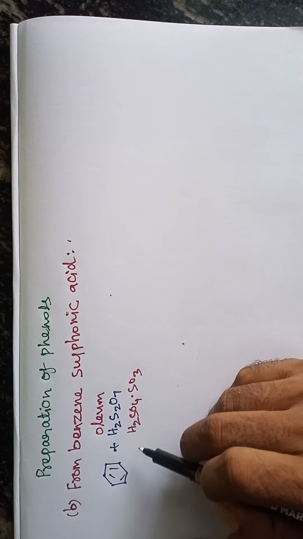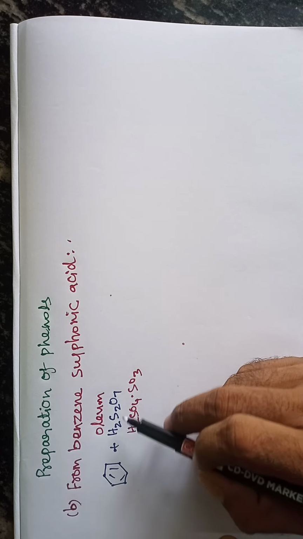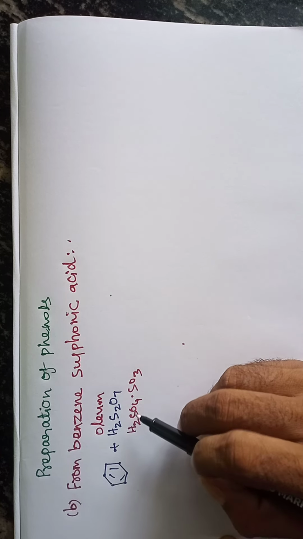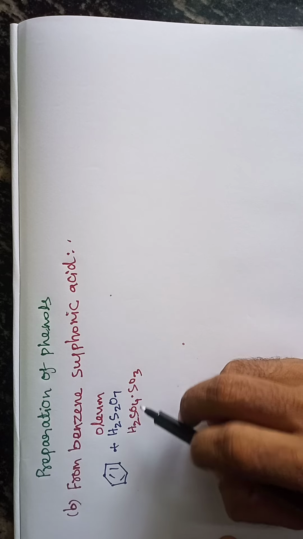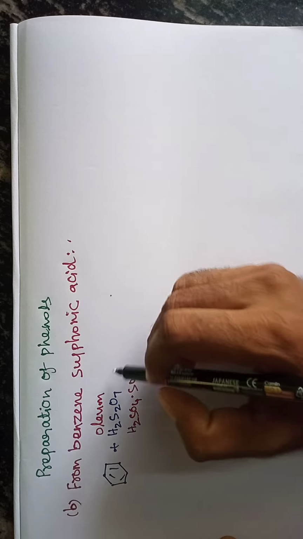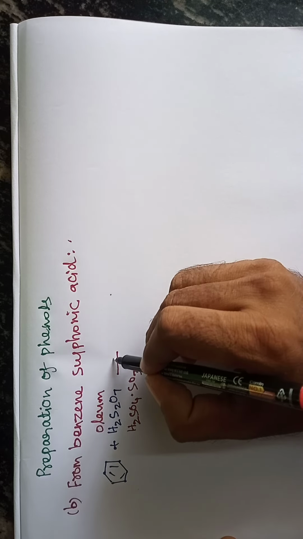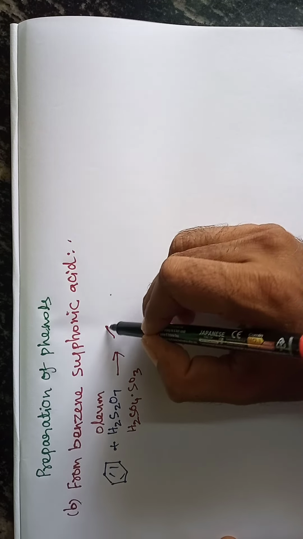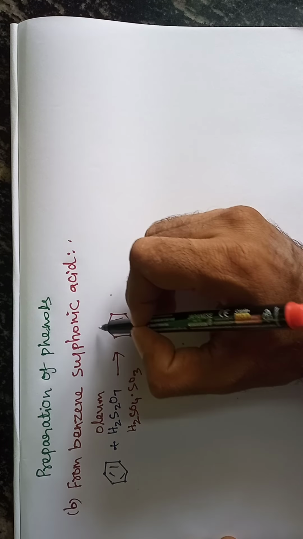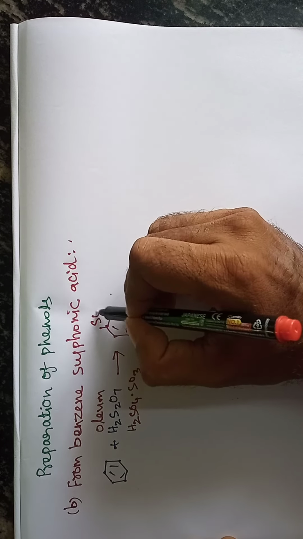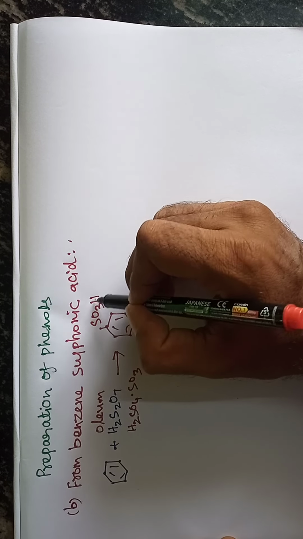So when benzene is treated with oleum, which is a fuming sulfuric acid, a highly concentrated acid, it gives benzene sulfonic acid. This is the benzene sulfonic acid.